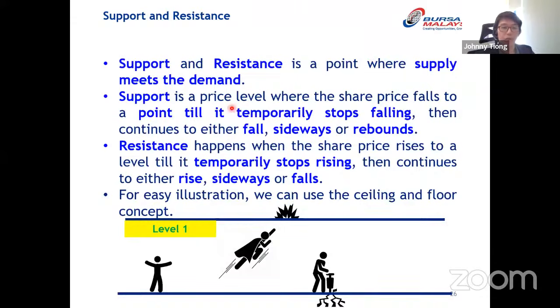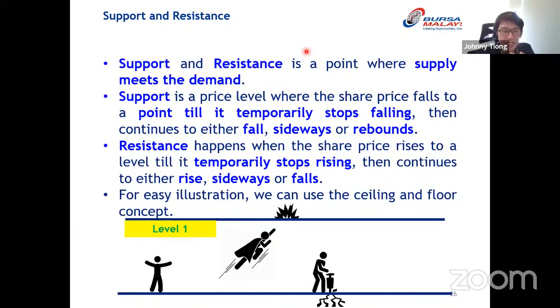What is a support? Support is a price level where the share price falls to a point until it temporarily stops falling. That's a support. Temporarily stops falling. We didn't say that it stops falling, it just temporarily stops falling. After that, either it continues to fall, goes sideways, or rebounds. Resistance is the opposite. The stock price rises to a level until it temporarily stops rising. From there, it will decide either to rise again, go sideways, or fall.